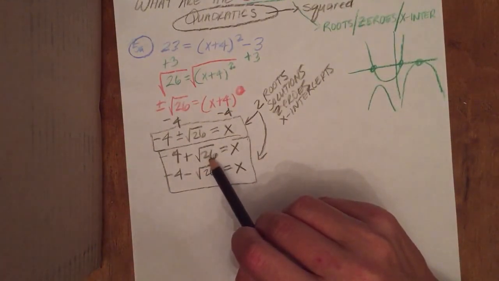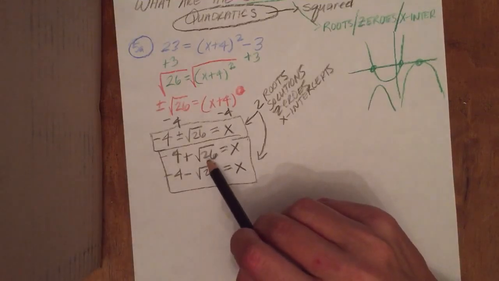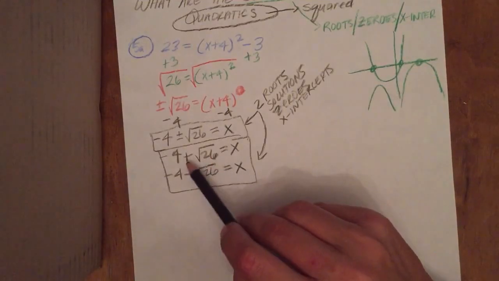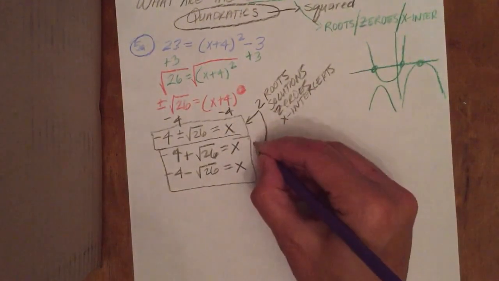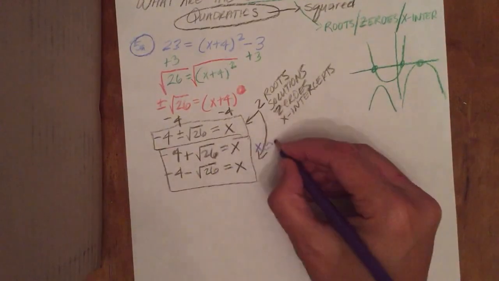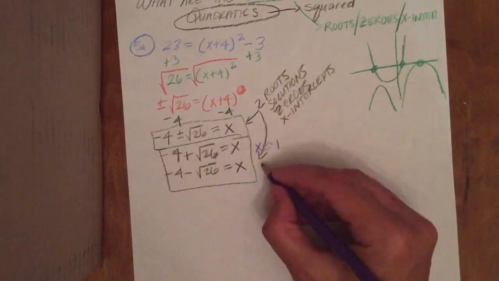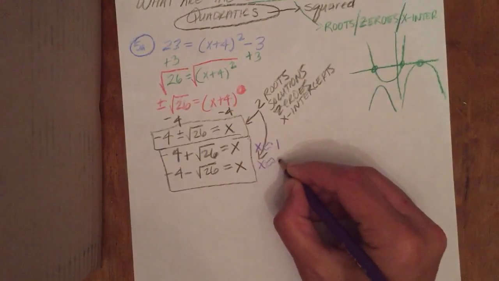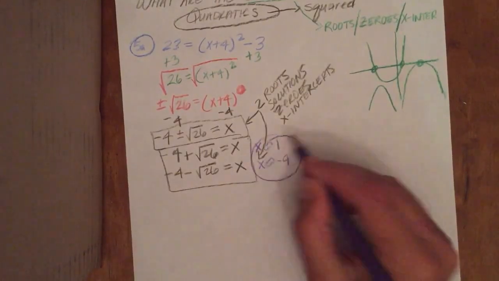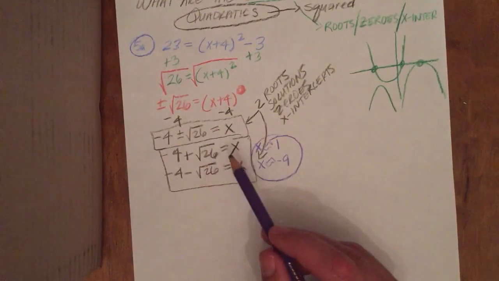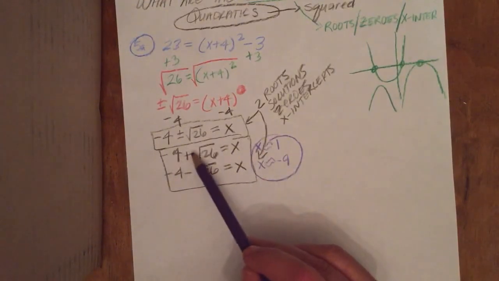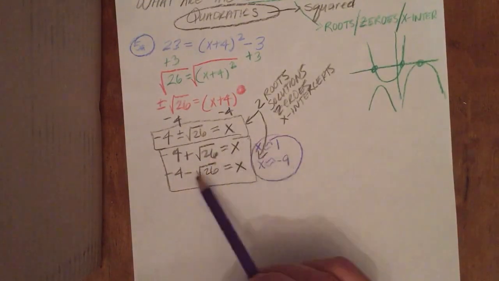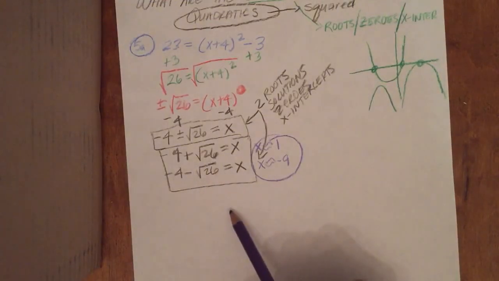So for this particular one, we can take the square root of 26. That's going to give us a real decimal number. If I were to take the square root of 26, it'd be a little more than 5. So my roots are going to be, if I wanted to actually write them out, approximately 1, and then this one would be approximately negative 9. If I actually did the square root of 26 and wrote it as a decimal, which is 5.0 something, that's about what we're going to end up with. Negative 4 plus 5 would give you 1, and negative 4 minus 5 would give you negative 9. So let's look at the next example.